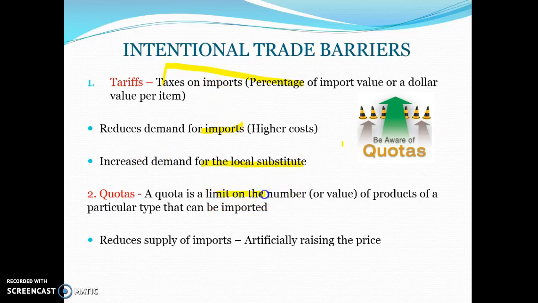Quotas are a limit on the number of products that can come into a country. So unlike a tariff, they're not a tax, they're just a limit on the total amount that we can import from another country. Because there's a limit on supply, what can also happen is, say China might only be able to import 10 PlayStations to Australia, because demand would outweigh supply in Australia, the price is likely to go up.